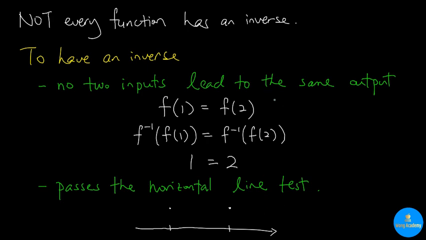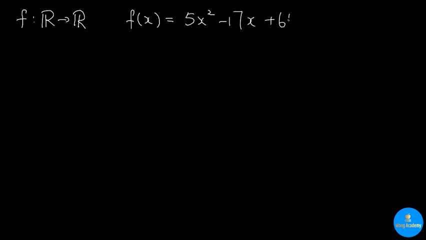Let's use these two conditions to check whether some functions have an inverse or not. For example, I have my function f from R to R such that the function action is given by 5x squared minus 17x plus 64. This is a quadratic function, and the graph is always a parabola. A parabola will fail the horizontal line test because many horizontal lines will pass through the parabola more than once. Therefore, this function has no inverse. Another function that has no inverse can be given by the following.